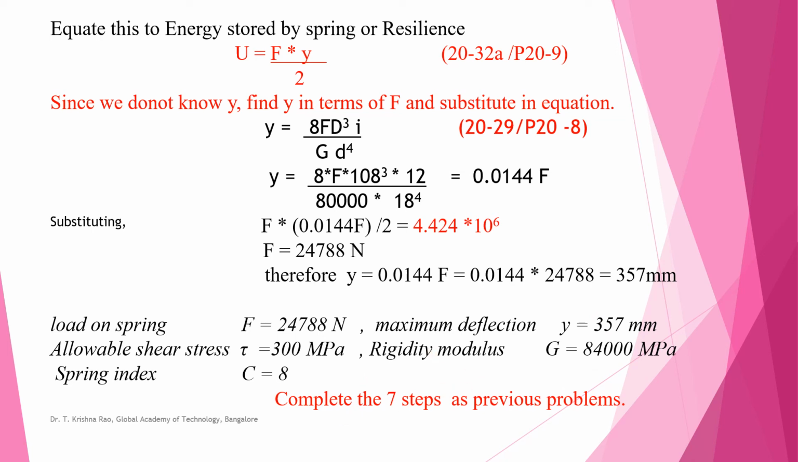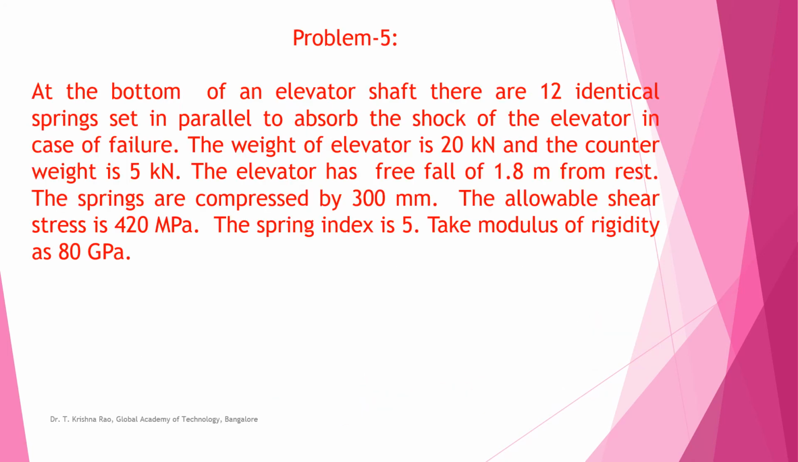So 7 steps we calculate and complete the problem. Let's see that next type is a multi-storied lift. At the bottom of the lift there will be springs put there. Whenever the lift is falling from a height, when the rope is cut or the motor is spoiled or because some brake is not working, it will come and fall on the ground causing damage.